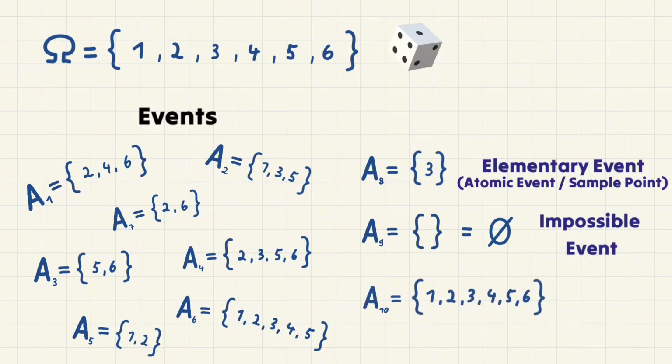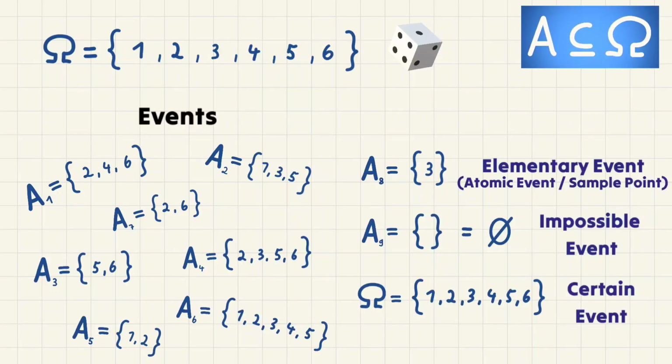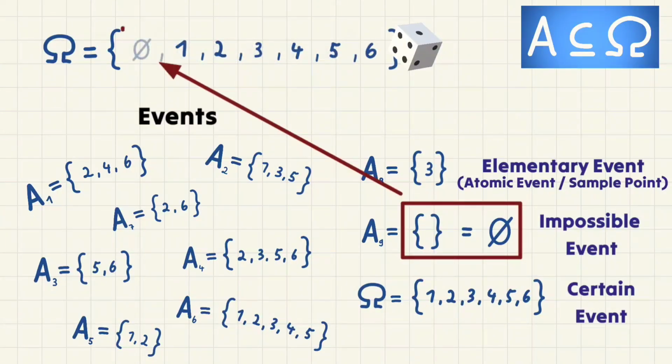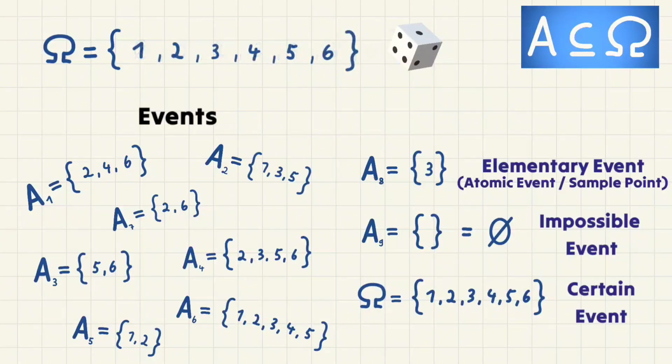Omega itself is also an event, known as the certain event, because there is a 100% chance you'll roll one of the 6 numbers. So an event is simply a subset of the sample space. And yes, that includes the empty set, because it is a subset of any set. However, it's often not mentioned explicitly. Events are usually denoted by capital letters, or with an index as I'm doing here. In the dice example, there are 64 possible events, meaning subsets of the sample space.